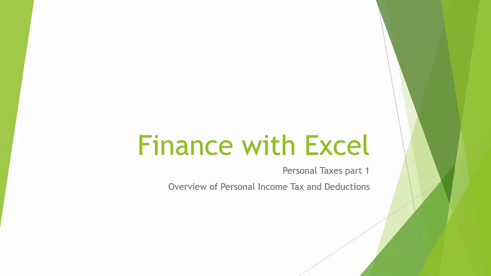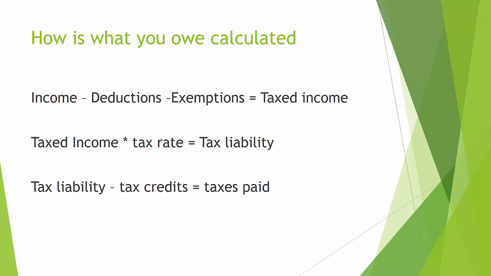But before we actually start building our spreadsheet, it's worthwhile to take a brief second to discuss how your taxes are calculated. So how is what you owe calculated? Well, you start out with income, which is what you earn from your employer or your personal income. Then you have some deductions and some exemptions, and that gives you the amount of money that's taxed. The deductions and exemptions are just money that the government says this portion of your income is not subject to taxes for a variety of different reasons. So you take your income, subtract your deductions and your exemptions, and that is the income that is taxed.